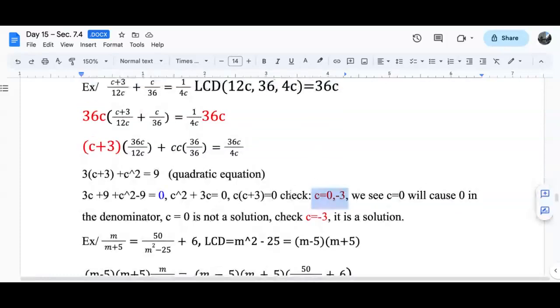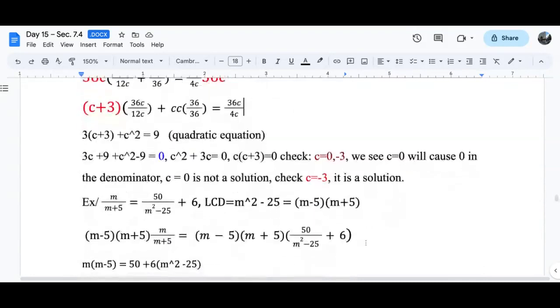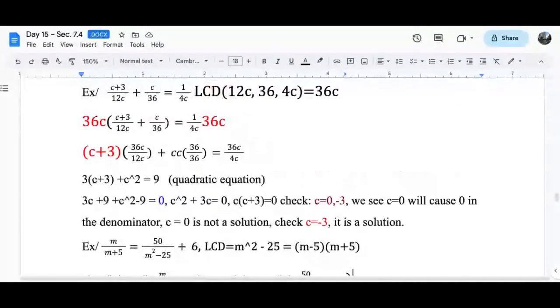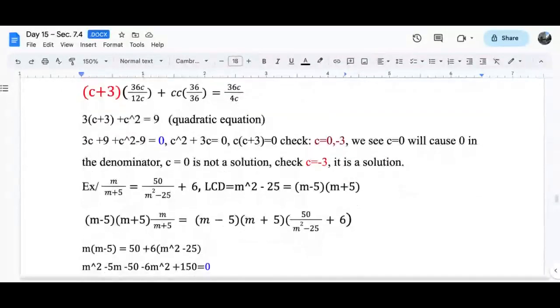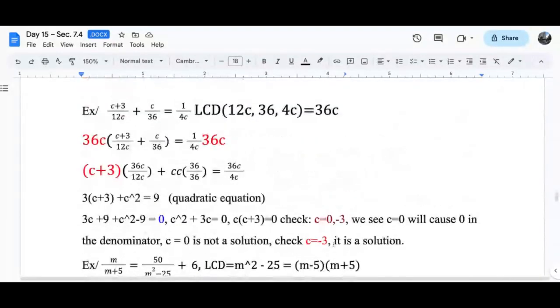But the 0 will cause a problem, right? 0 will cause this denominator to be 0, and this denominator to be 0. So c equals 0 is not a solution. If we check negative 3, that's fine, no problem. So negative 3 is a solution. Anyone has any questions?